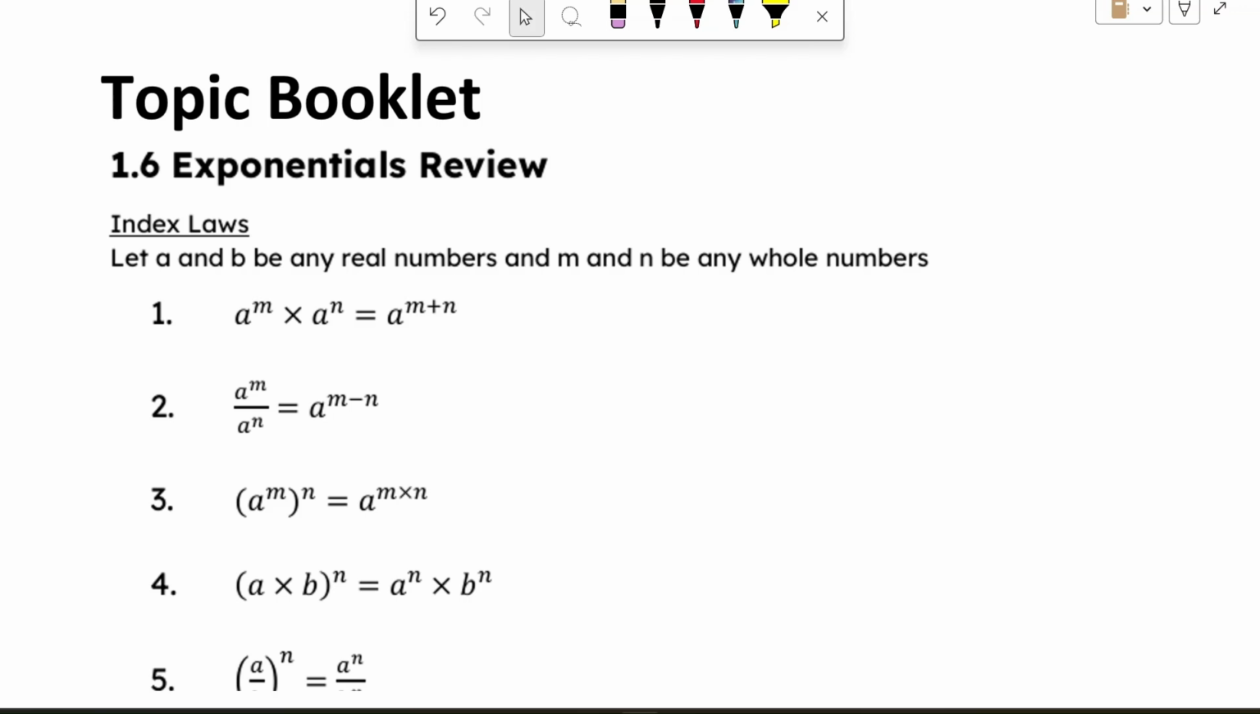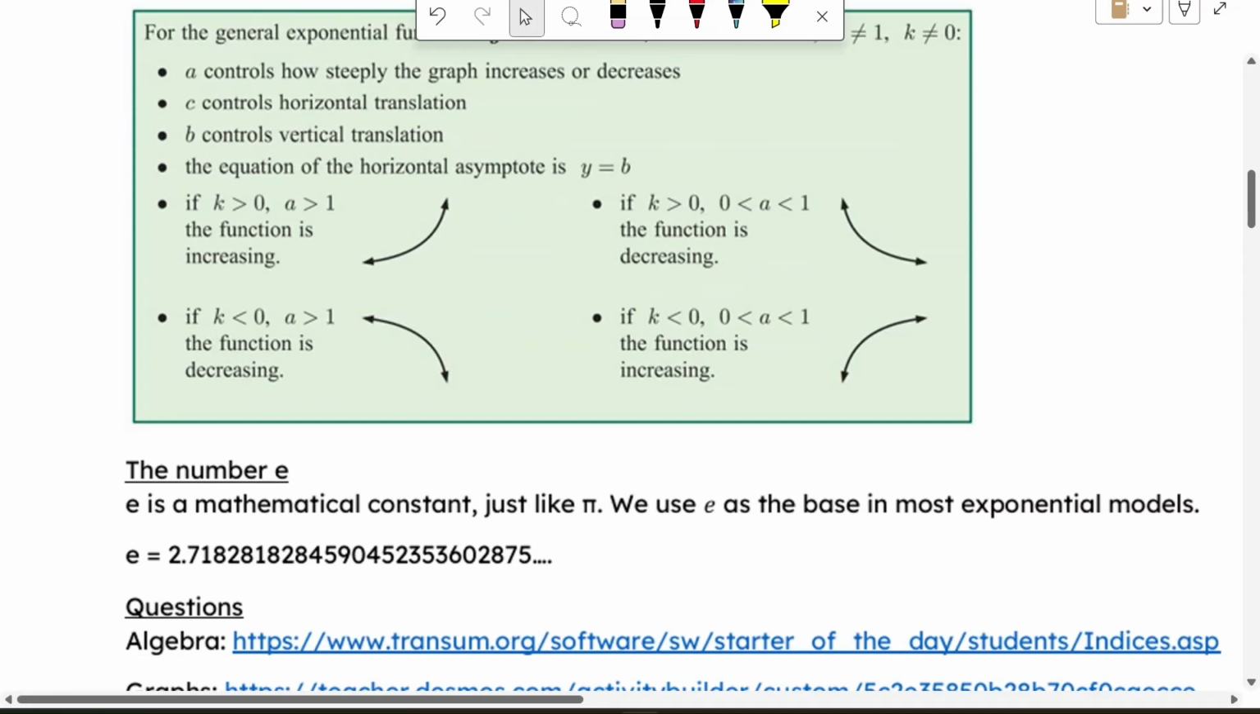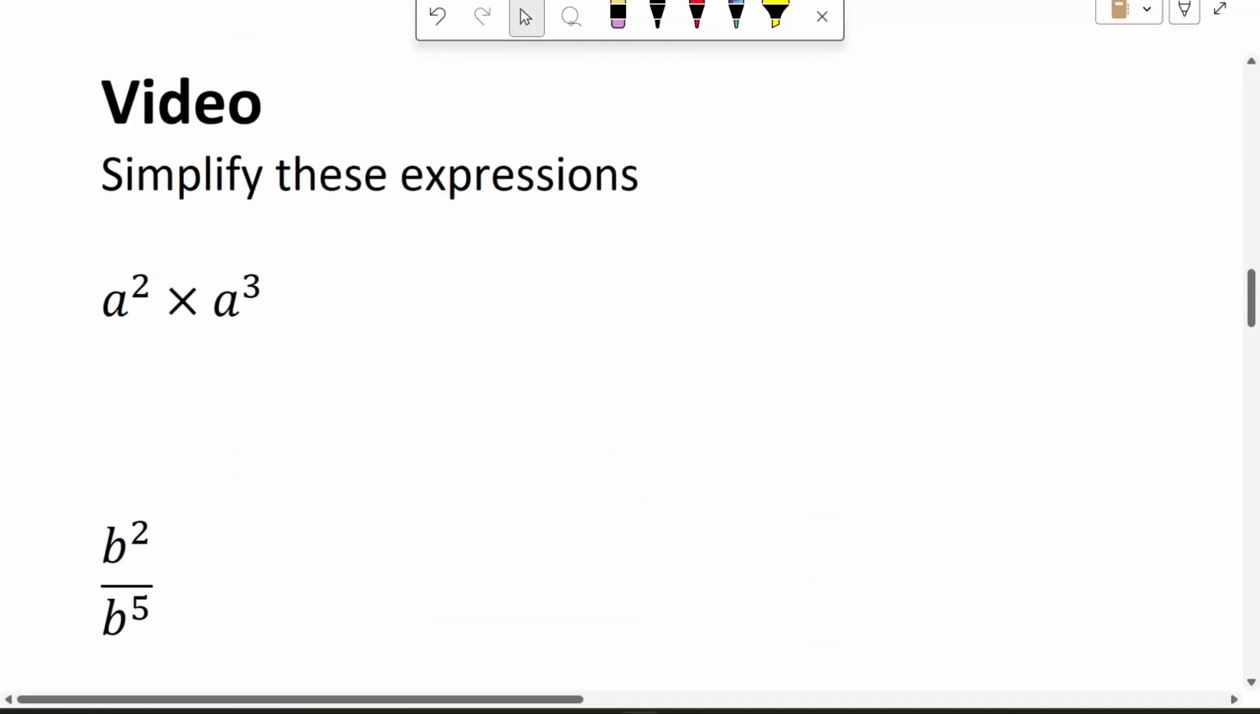This video looks at exponentials. In particular, we're going to look at index laws, and then we'll do some exponential graphing as well. So starting off with the index laws.